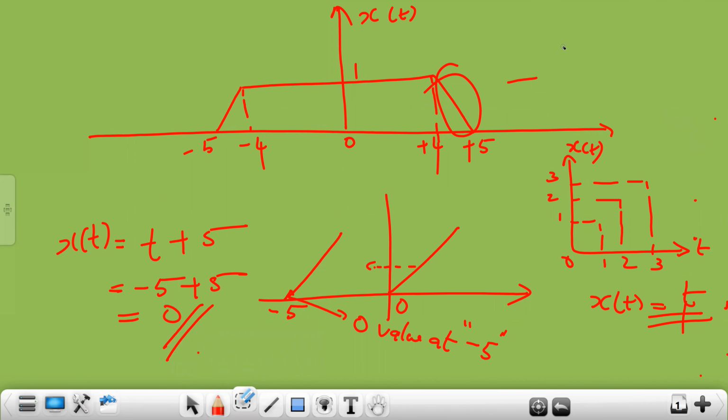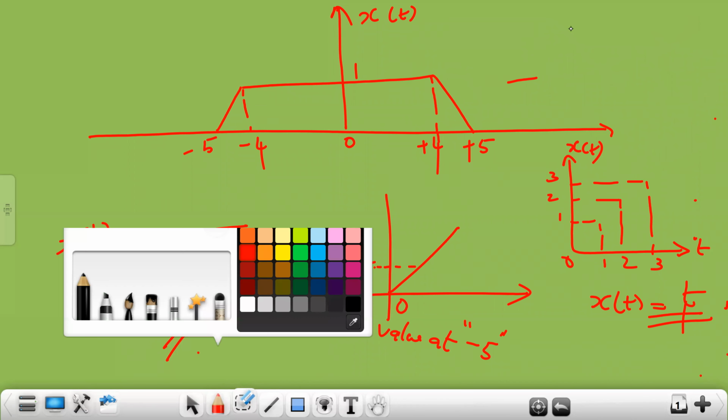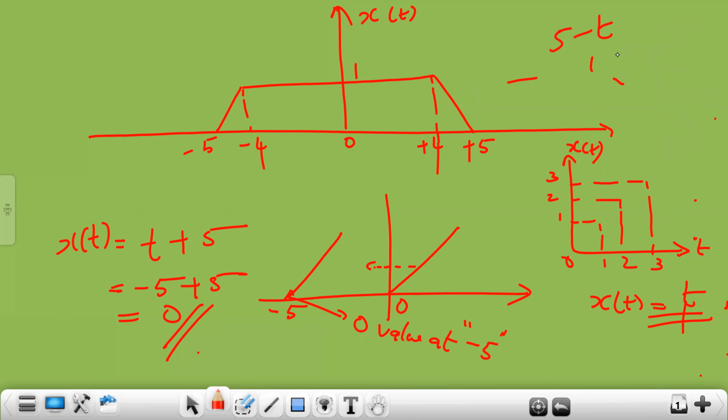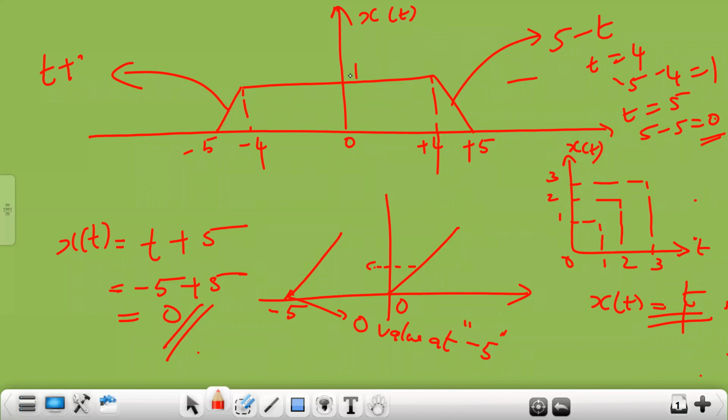So this equation will be 5 minus t, because when you put t equal to 4, you will get 5 minus 4 as 1. When you put t equal to 5, you will get 5 minus 5 as 0. So the equation for this portion will be 5 minus t. The equation for this portion will be t plus 5. And the equation for this portion is nothing but 1. This is constant 1. Clear? Now you have to write the equation x of t equal to.